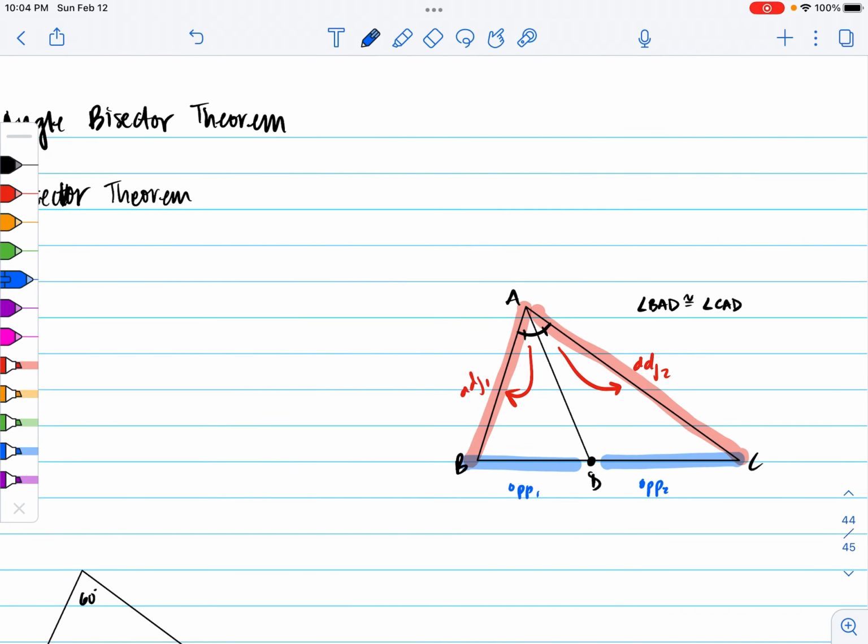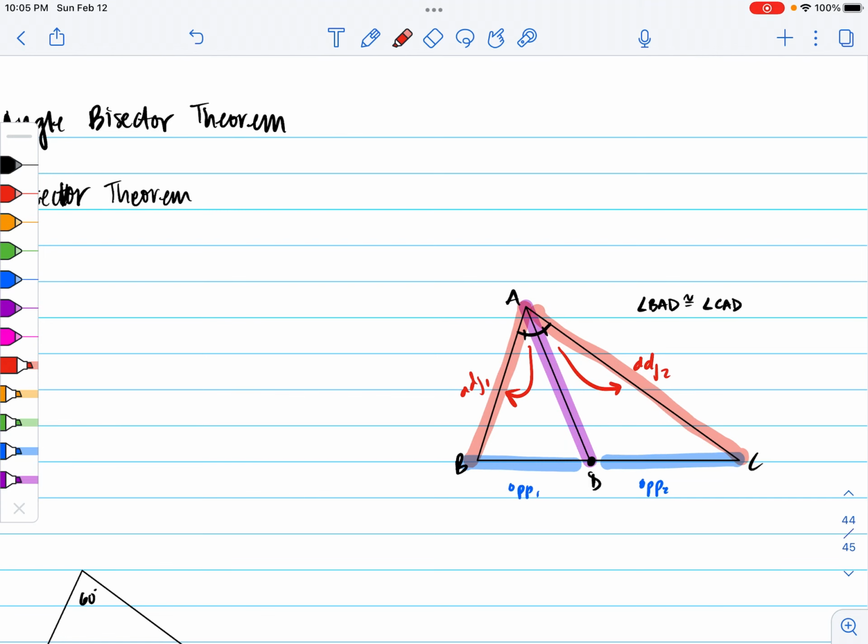Okay. Now, what this theorem states is that when you have an angle bisector, so let's highlight this angle bisector, it will divide the opposite side, so these are your two opposite sides, into segments that are proportional to its adjacent sides, okay? And that seems like a lot of information, so let's break this down really quickly.